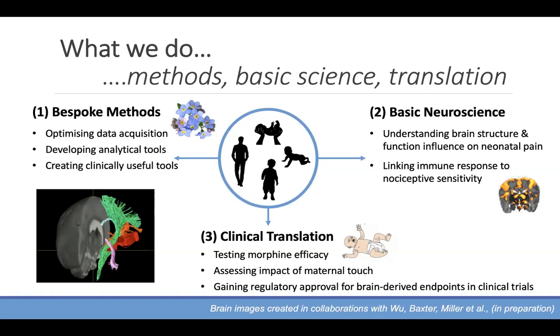So can we use them to test the efficacy of interventions? We're going to tell you a little bit about some work we did trying to assess the efficacy of morphine, also non-pharmacological interventions such as maternal touch. And ultimately, would it be possible to have some of these measures approved through regulatory agencies so that we can develop better analgesics in neonates? The challenge here being that there are no analgesics licensed for infants less than 3 months old. And in part, I think it's because the measures we have to assess the efficacy of these interventions are not good enough.